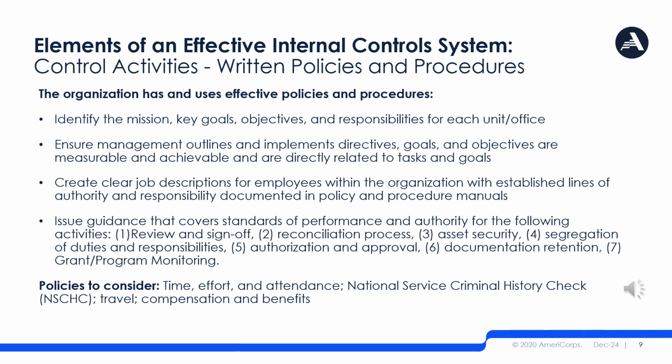Your organization's policies, procedures, and processes should address the mission, key goals, objectives, and responsibility for each unit or office. As with any goal or objective that is set, you need to ensure that they are measurable and achievable. Another key element is creating clear job descriptions for employees within the organization with established lines of authority and responsibility documented in policy and procedure manuals. Finally, you will want to ensure that your guidance covers standards of performance and authority for the following activities as they are applicable to your organization. Review and approval, reconciliation process, asset security, segregation of duties and responsibilities, authorization and approval, documentation retention, and finally, grant program monitoring.